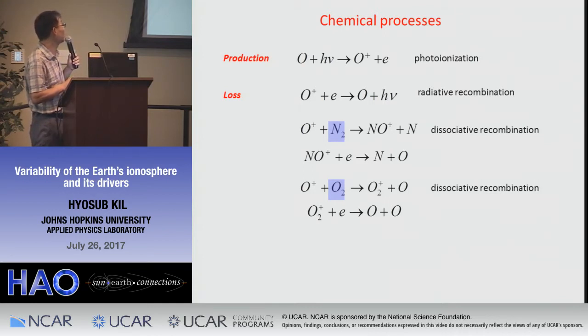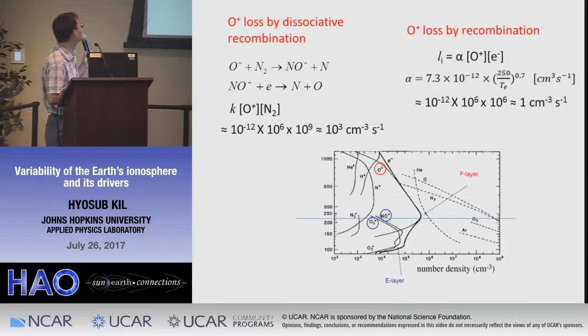Production is ionization. Loss processes can be various. One is direct recombination. The other way is dissociative recombination with molecular gases. Okay? One that makes it very complex is this process here. Let's explain this.